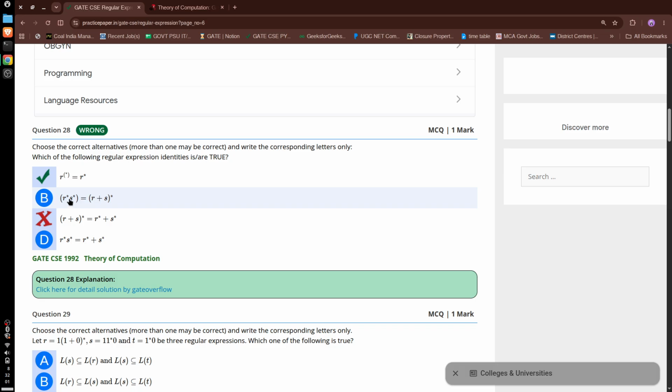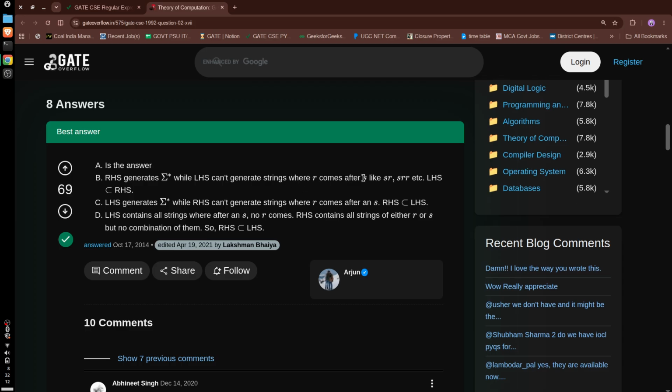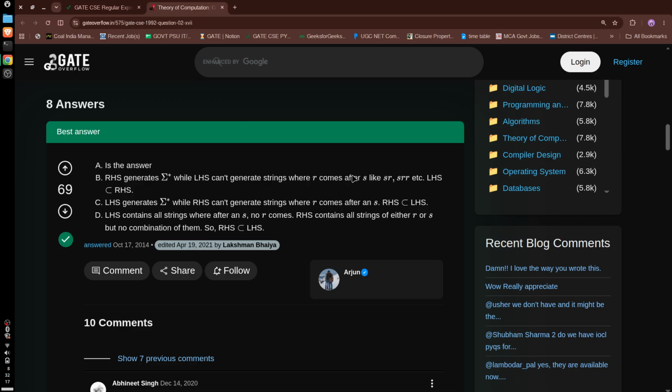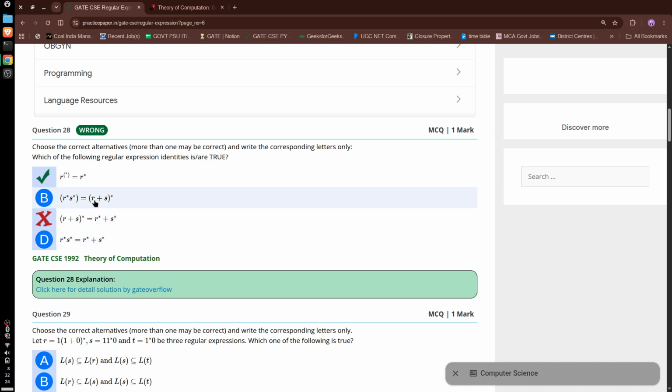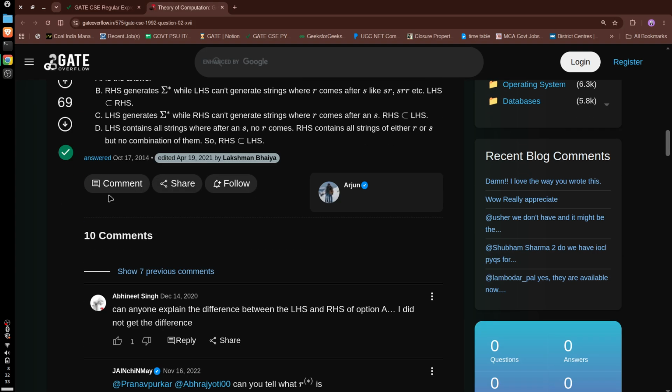While the left hand side generates strings where R comes after S, like SR, SRR, or SRR. Wait, what? I think we are missing something, or they are making something the issue.